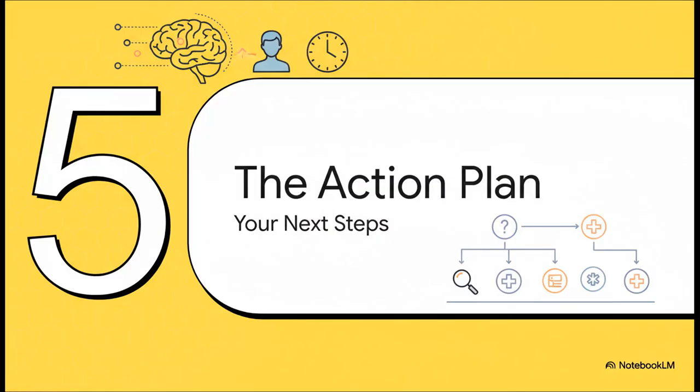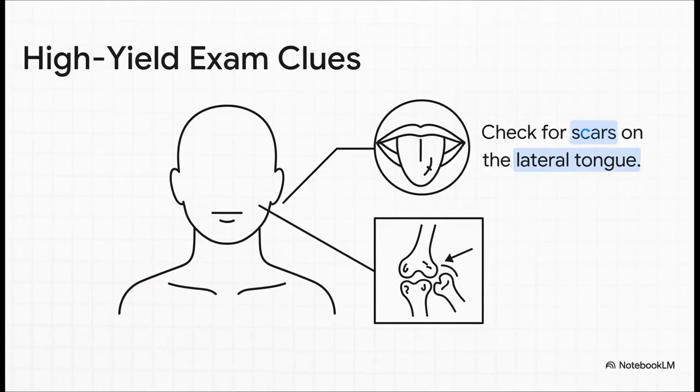Okay, so you've done the hard work. You got a great history, you've used the framework to classify the event, and you've thought about the mimics. So what do you actually do next? Time to put together our action plan. Believe it or not, your physical exam can give you some amazing objective proof. Two high-yield things to look for.